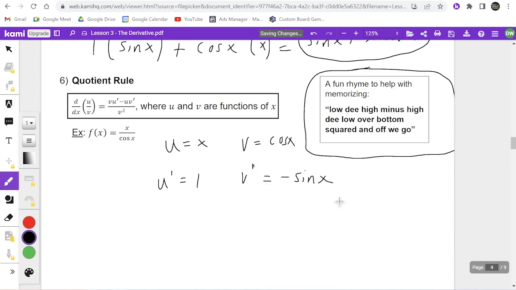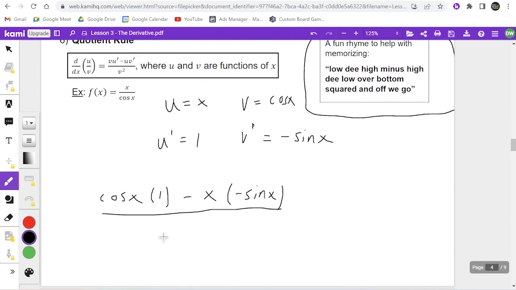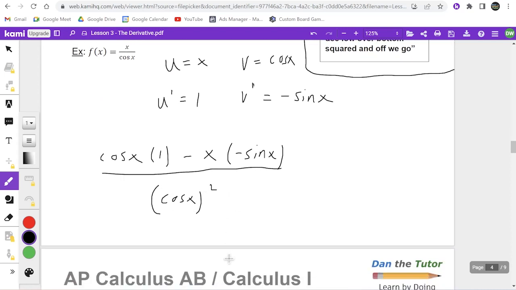Notice it's negative because cosine begins with a C, so it gets the negative. And now we just have to plug in this formula. So v, which is cosine x, times u prime, which is 1, minus u, which is x, times v prime, which is negative sine x, divided by bottom squared. That means cosine x squared, like this. Or I'll simplify it in a different way in the next step.